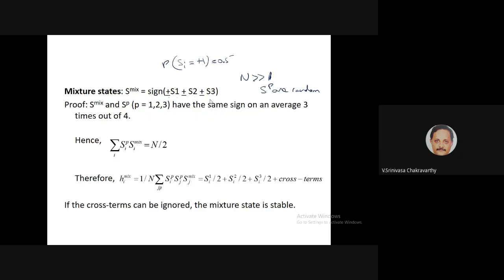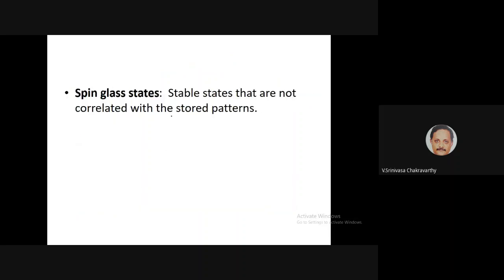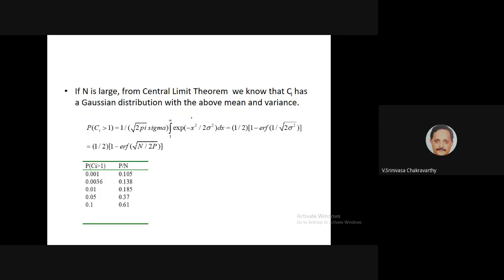So in this case, the mixture states are reasonably correlated with the stored pattern. The stored pattern is SP. This is a mixed state. The dot product is n by 2, whereas if it's fully correlated, the dot product should be n. Here it's only n by 2, which is reasonably correlated. But in spin glass states, there's no correlation at all, but they'll also be stable. This is again valid for a large network. So statistically, this is a valid result.